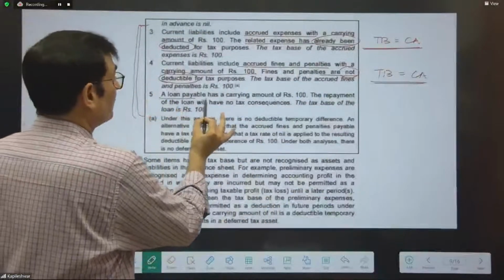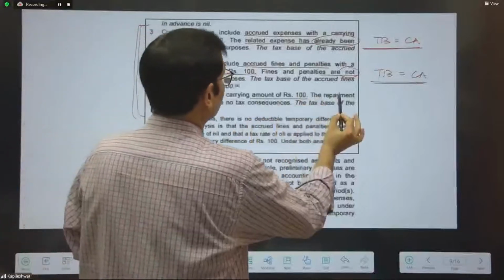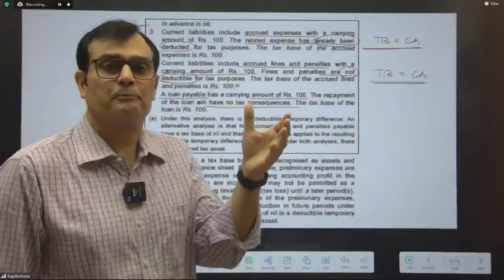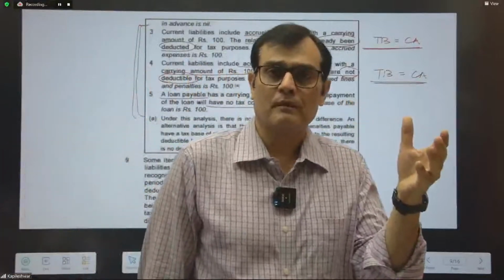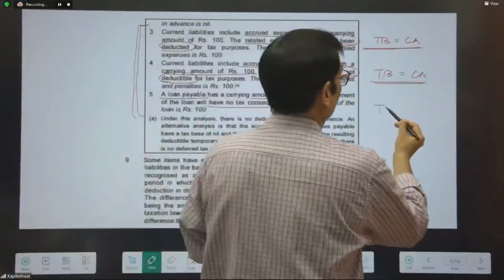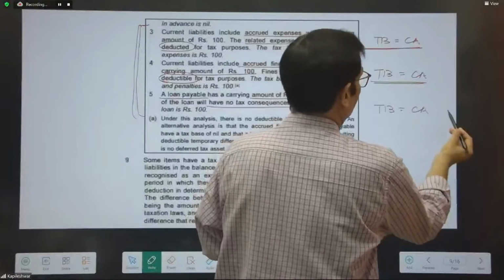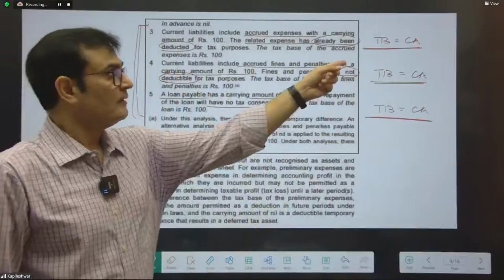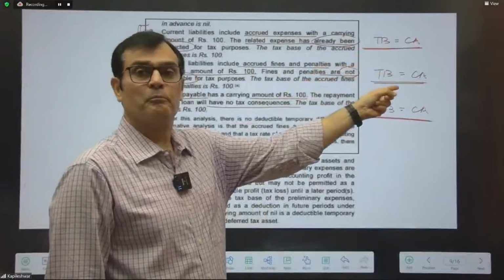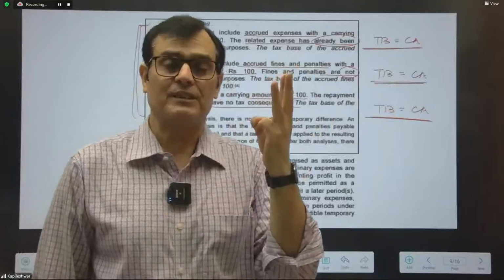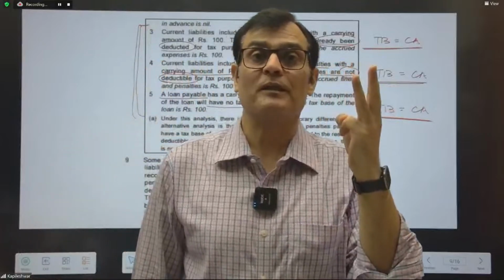A loan payable has got carrying amount 100. The repayment has got no tax consequences. When you will make a principal repayment, tax authorities will not give you a deduction for the principal repayment of the loan. So deduction will not be allowed. So tax base and the carrying amount is same. Why? No consequences. Already allowed, prohibited, and no tax consequences. Three reasons where deductions will not be allowed.